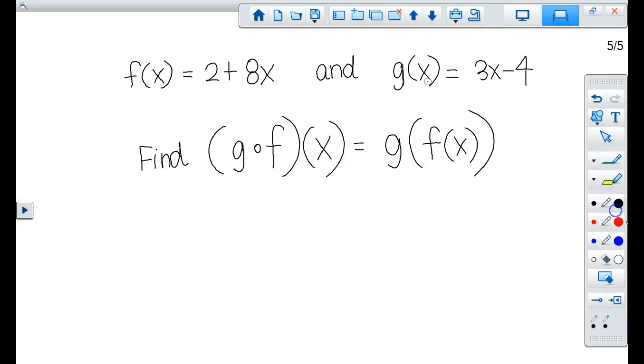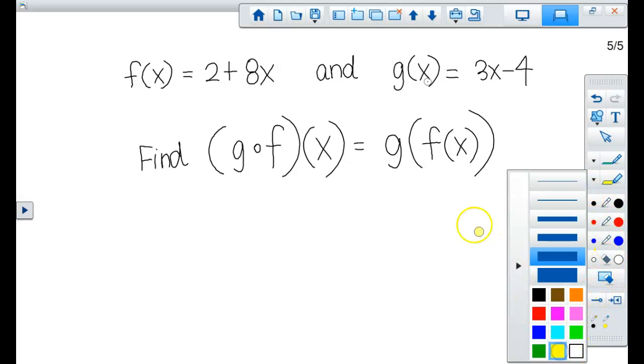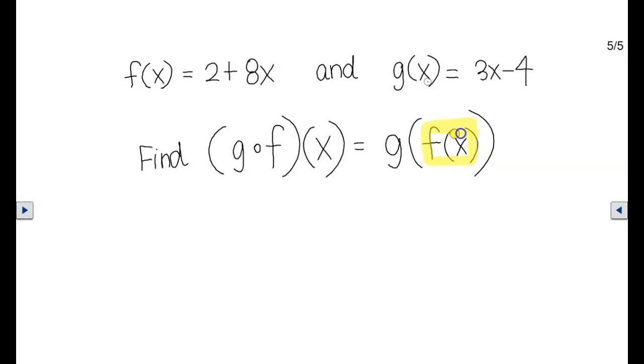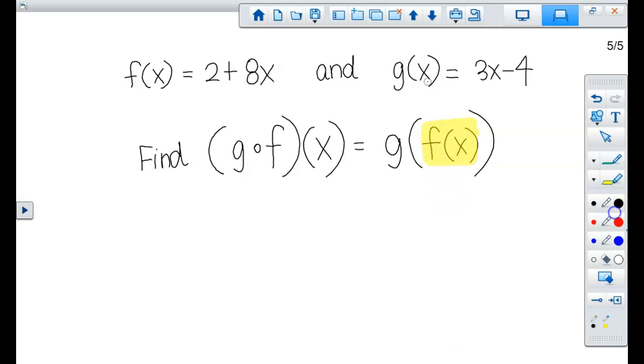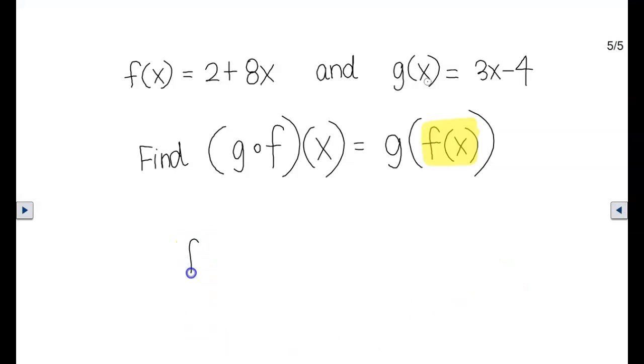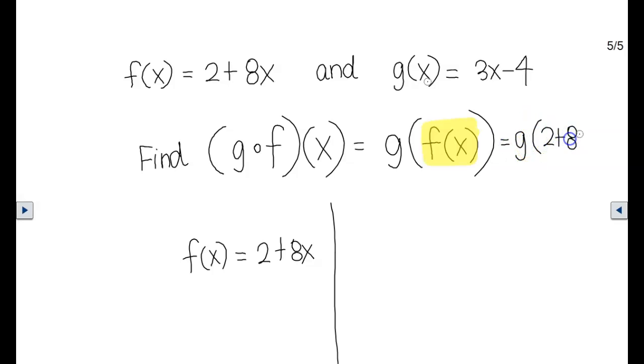All right, so we know what to do now. If we were going to try to find g of f of x, we would begin our work by figuring out what f of x is. So down here, f of x I know is equal to 2 plus 8x. Easy peasy there. We know exactly what that is. So now I can come over here and I can replace what I have highlighted with what I know it is. This is g of 2 plus 8x. f of x can be replaced with 2 plus 8x.